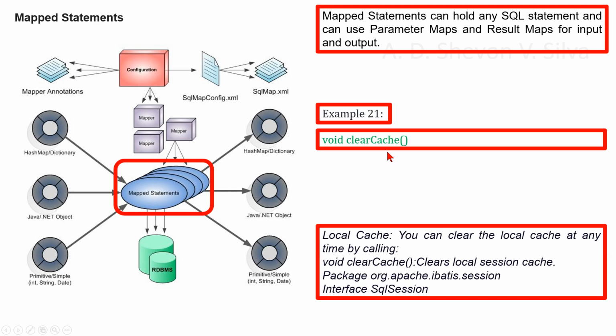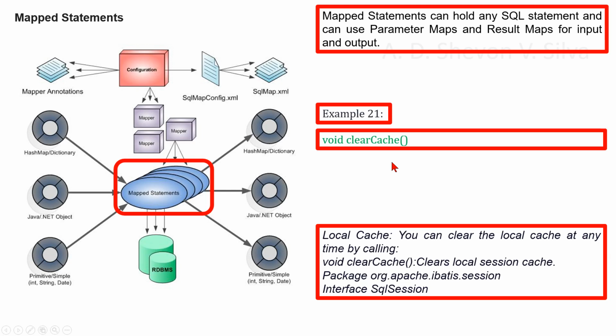MyBatis uses 2 caches, local cache and second level cache. Each time a new session is created, MyBatis creates a local cache and attaches it to the session. Any query executed within a session will be stored in the local cache, so further executions of the same query with the same input parameters will not hit the database. The local cache is cleared upon commit, update, rollback, or close.